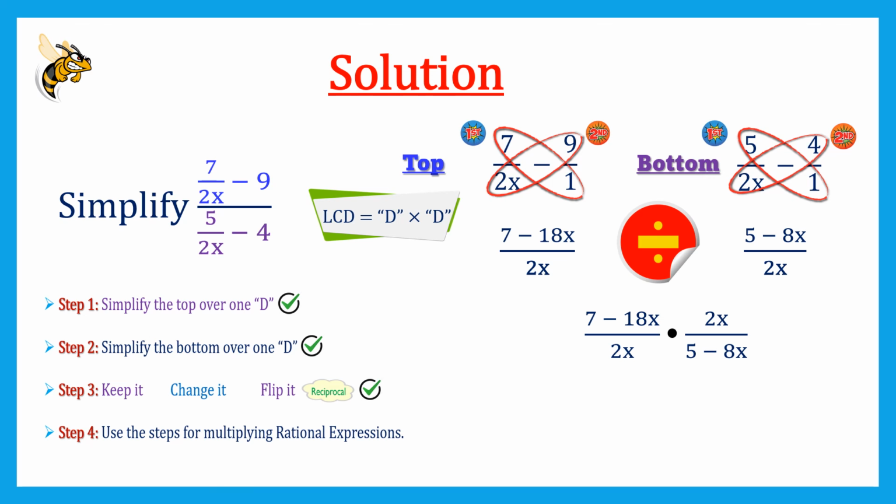And as I can see, there's 2x in the denominator of the first fraction, which would cancel the 2x in the second fraction in the numerator. So now I'm left with 7 minus 18x over 5 minus 8x. And that's the final answer.